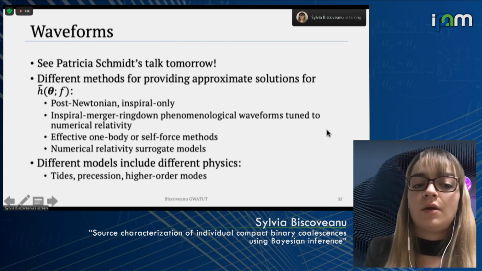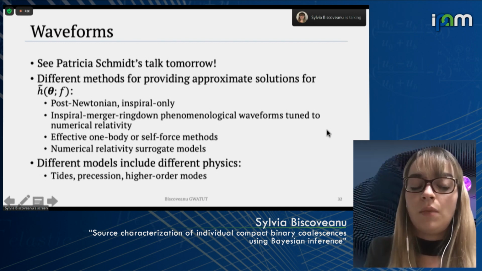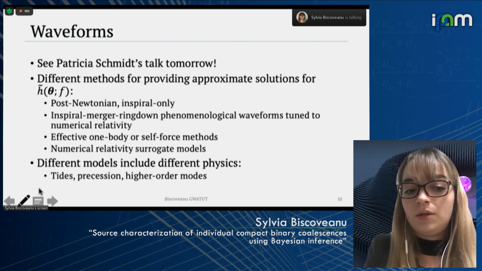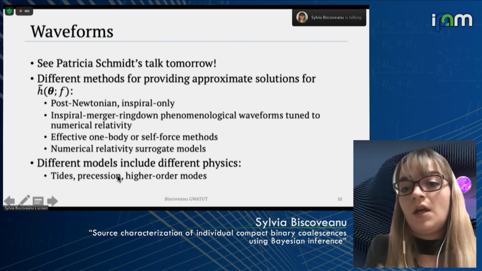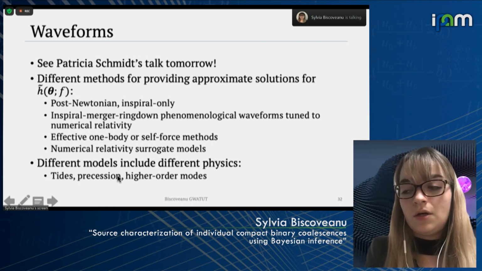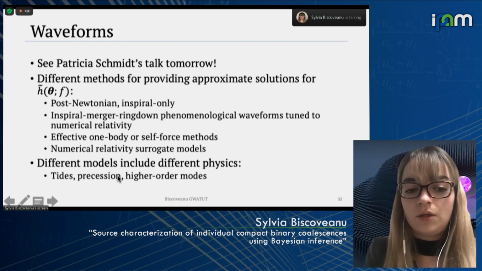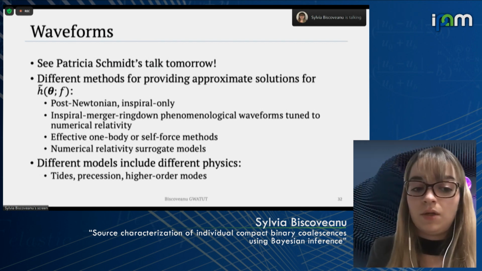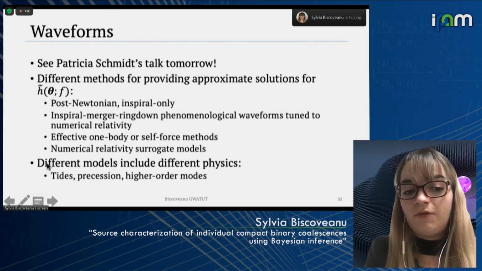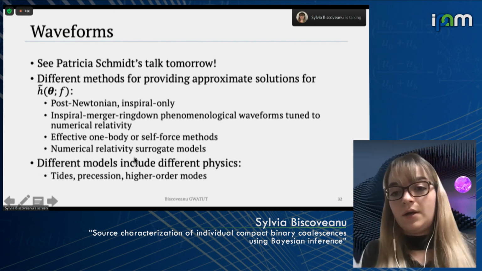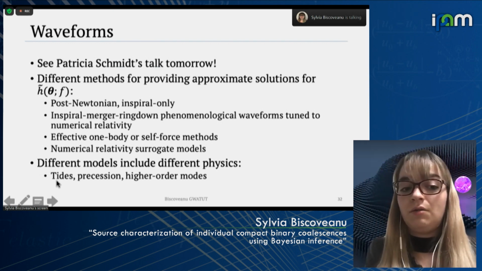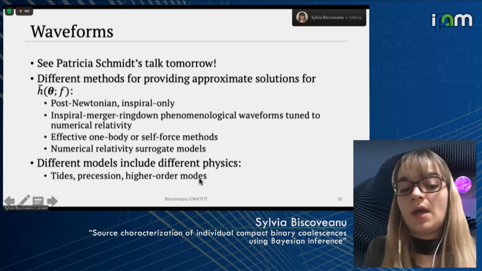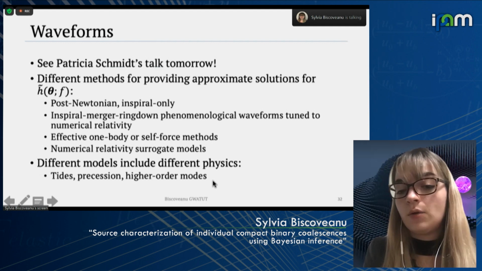So the choice of which waveform model or which approximation to use really depends on the type of system that you're analyzing, because different models will include different physics. So not all models will include the effect of tides. If you know there might be a binary neutron star or a neutron star black hole merger in your data, then you want to make sure that you use a waveform model that allows for the possibility of tides. If you think that your component spins might be misaligned, then you need to choose a waveform model that includes precession. And again, another thing is higher order modes.